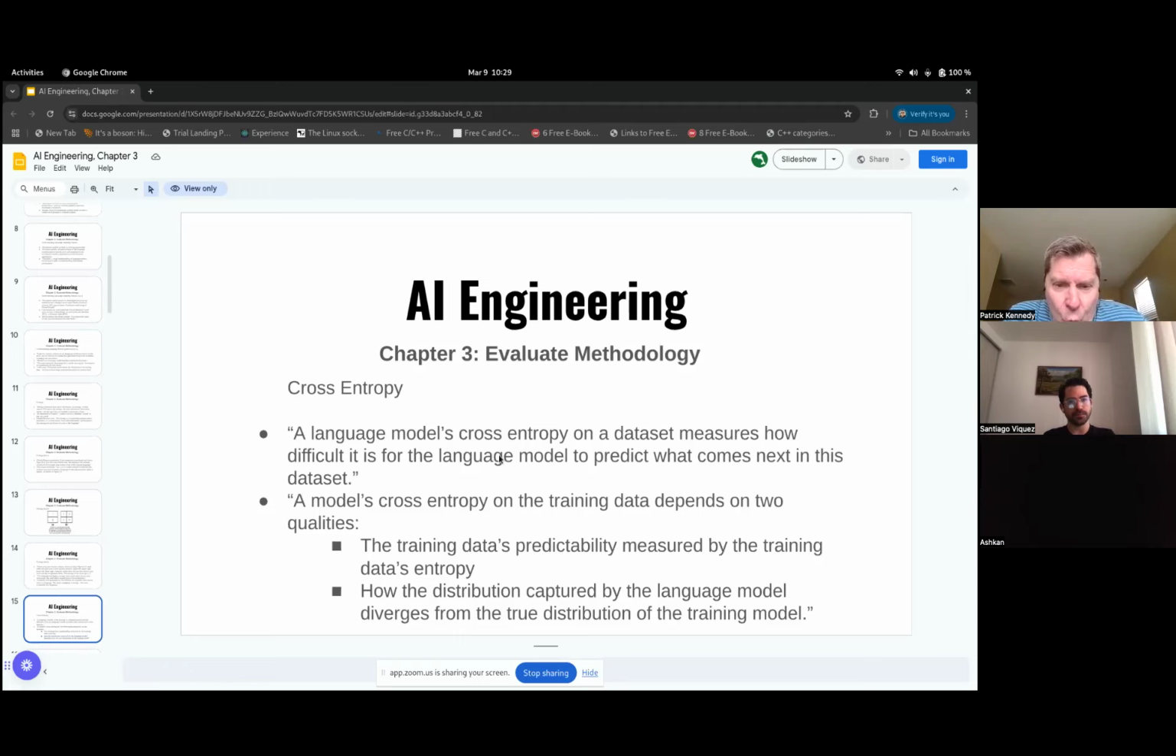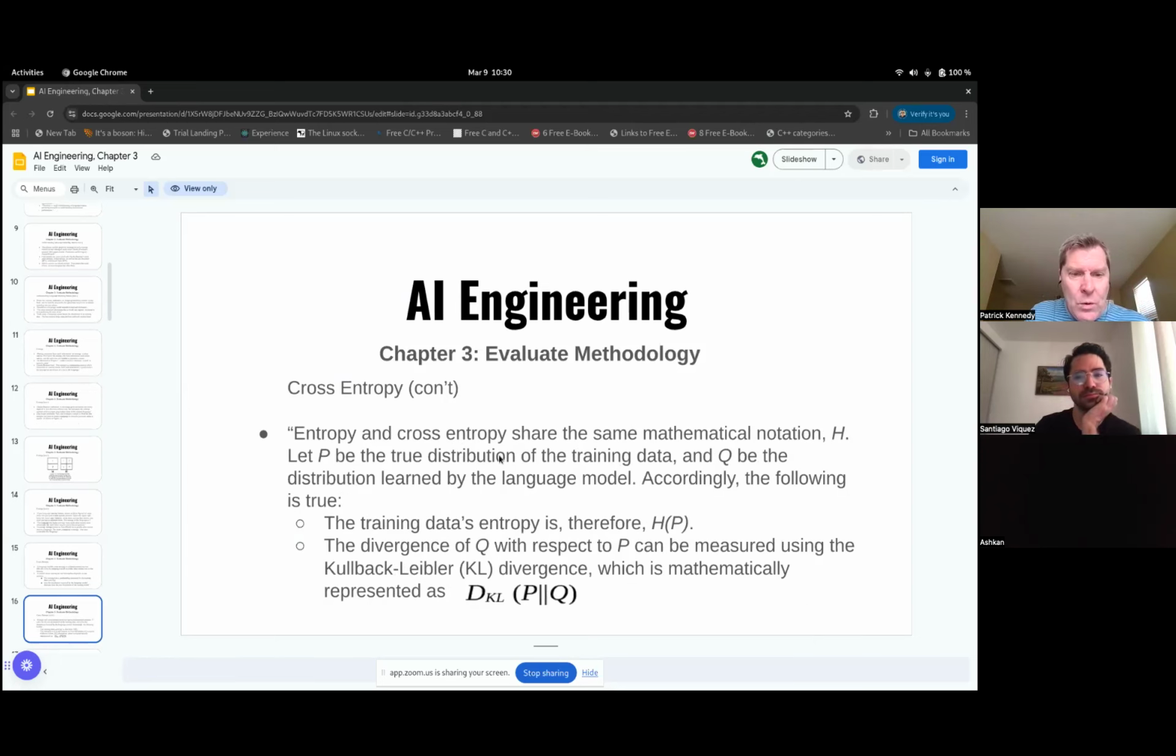A model's cross entropy on training data depends on 2 qualities: the training data's predictability, measured by the training data's entropy, and how the distribution captured by the language model diverges from the true distribution of the training data. I have some better quotes. I could easily rewrite this already, but you get the general idea, and it's coming right from the book.